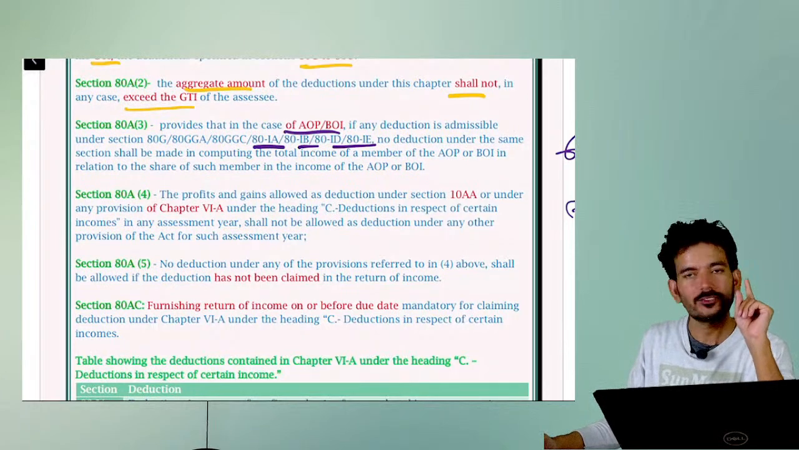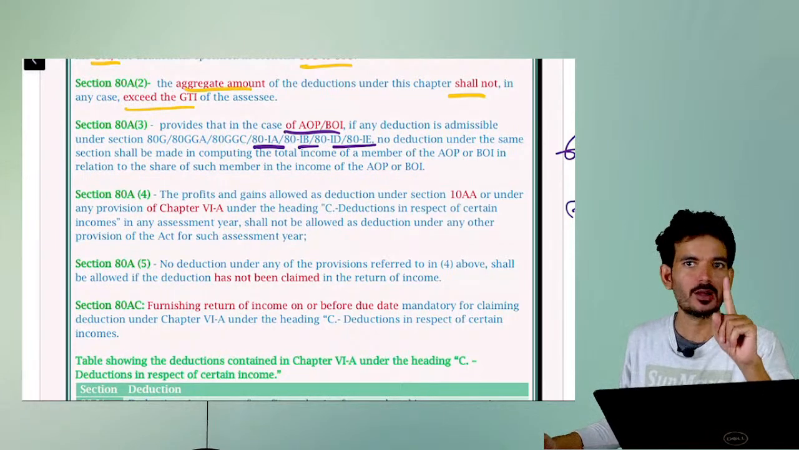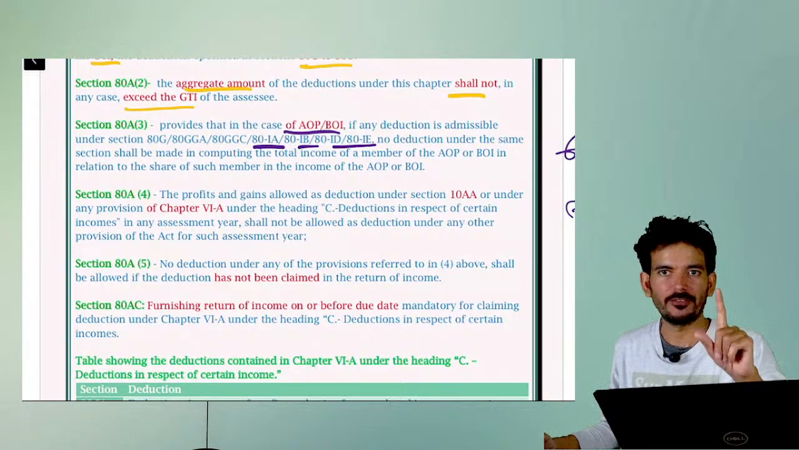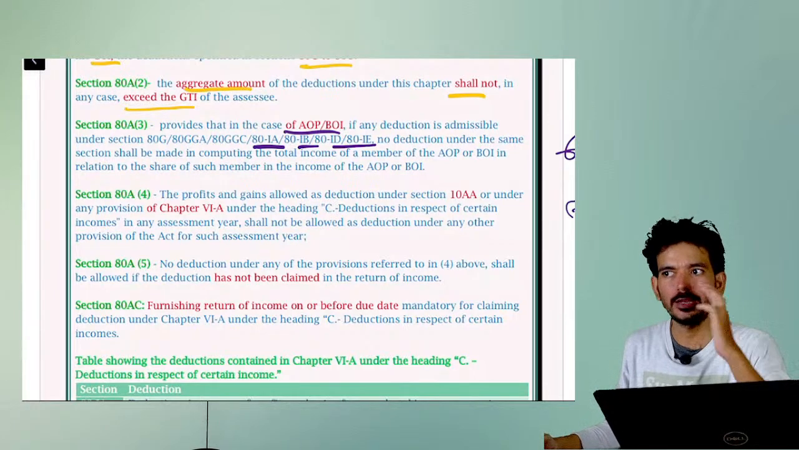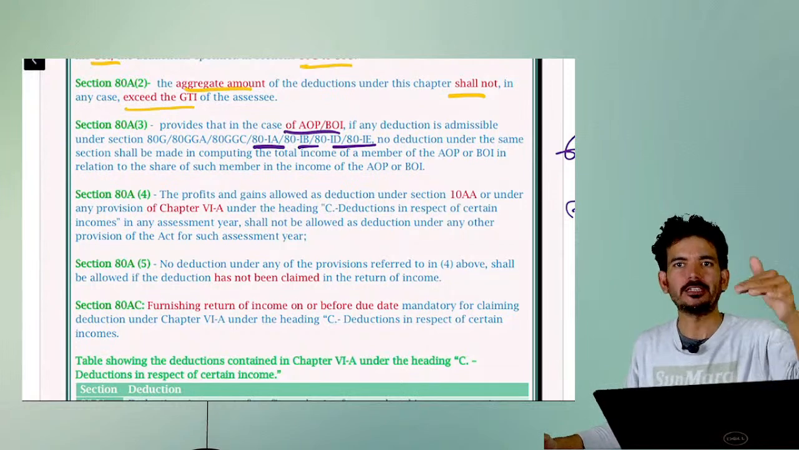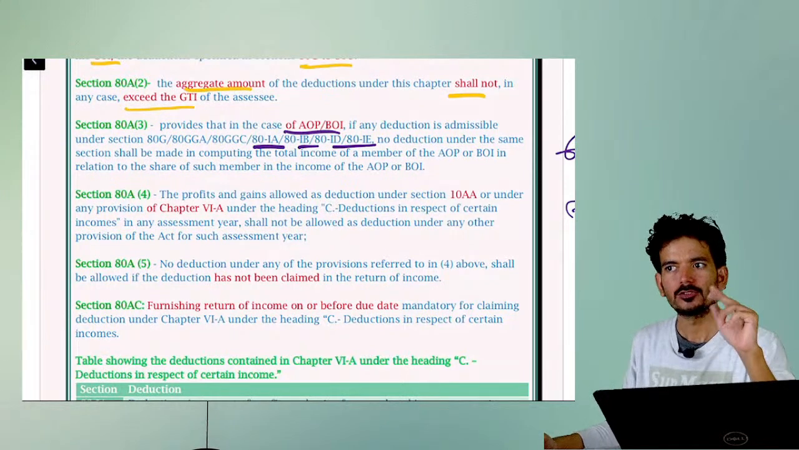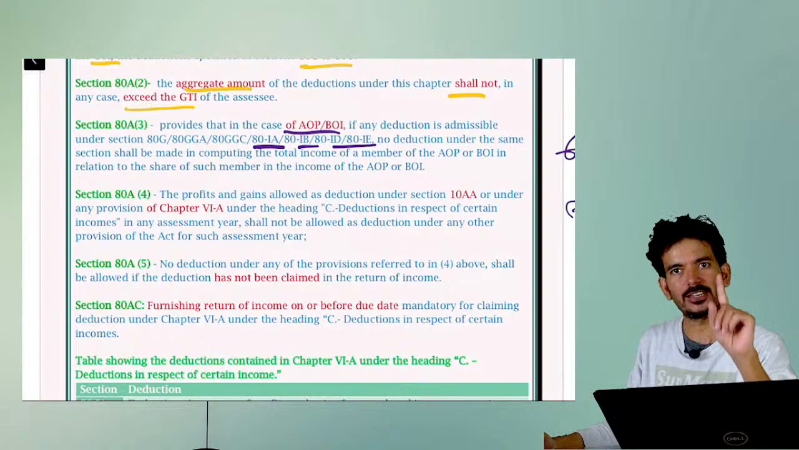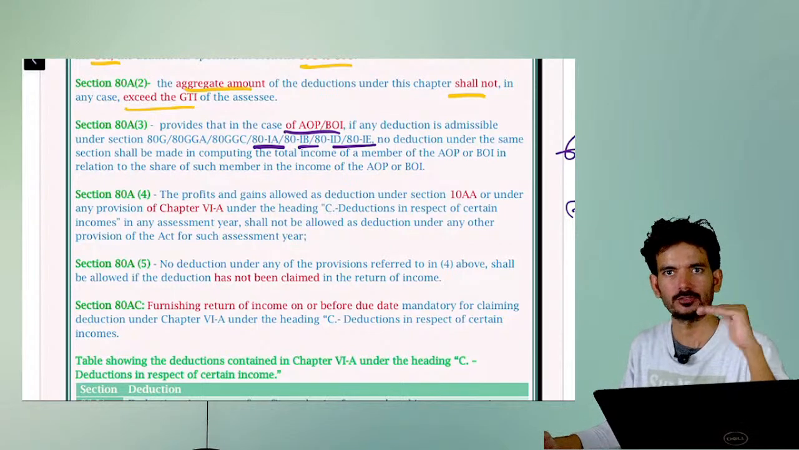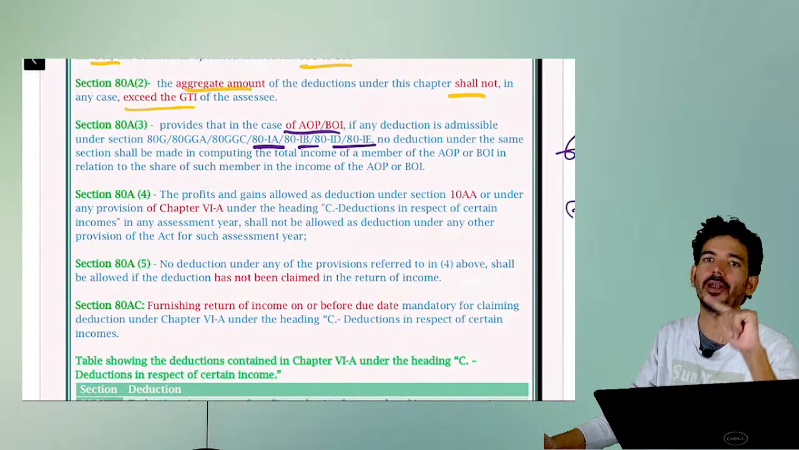See, for one expenditure or one investment, there is only one benefit. Put it another way, if HOF is claiming some expenditure as a deduction under 80C, the members cannot claim it again. Once it is claimed by HOF, that is fine. So there cannot be two deductions for one expenditure.